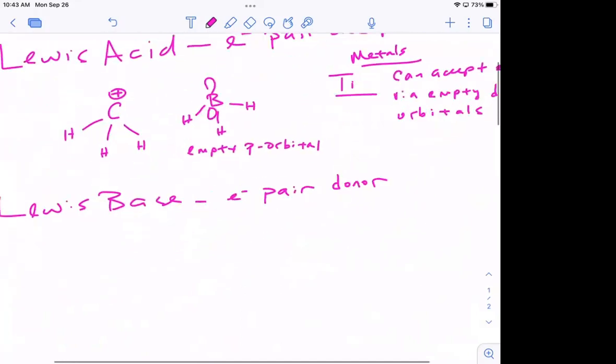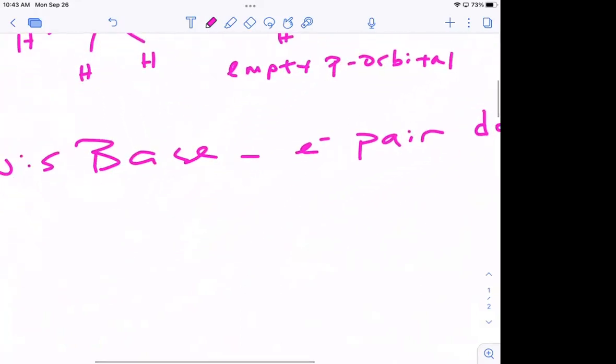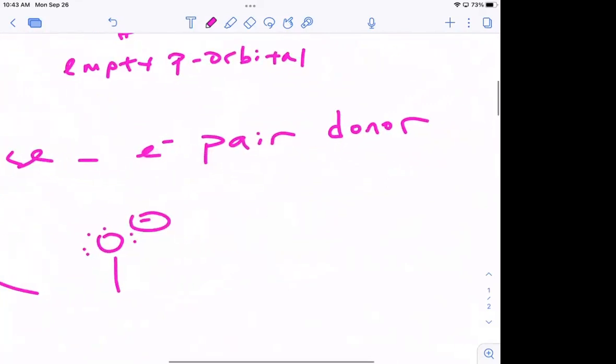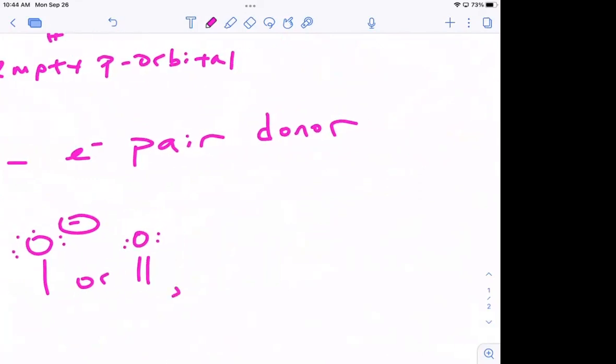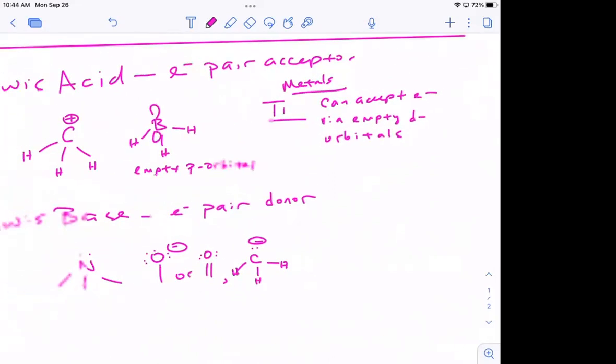A Lewis base, on the other hand, is an electron pair donor. So that would be anything with lone pairs like nitrogen, oxygen, especially if it's negative. But a carbonyl oxygen can also be a Lewis base. You can have a carbanion that can be a Lewis base. It's got a lone pair. So basically anything with a lone pair that can donate electrons is going to be considered a Lewis base.